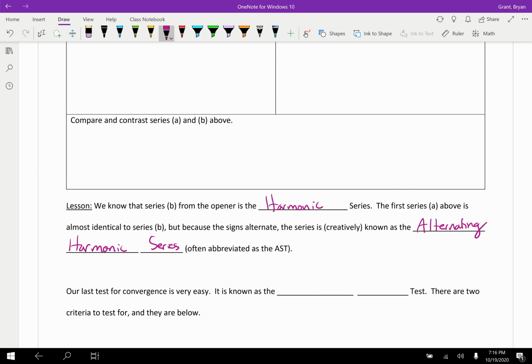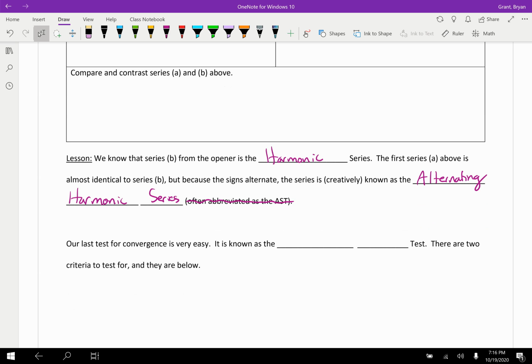And I have no idea why this is here. This comes in later on, that AST, but this is not the AST. So our last test for convergence is extremely easy, arguably the easiest of tests. It is often known as the alternating series test. This is abbreviated the AST. So if someone says this series converges because of the AST, that's what they mean: the alternating series test.